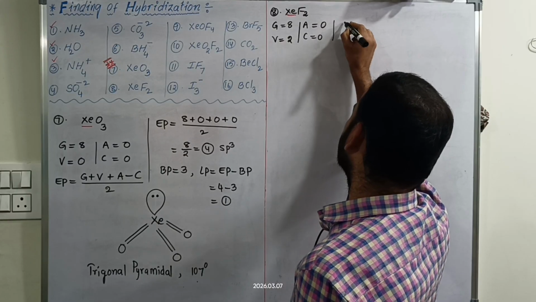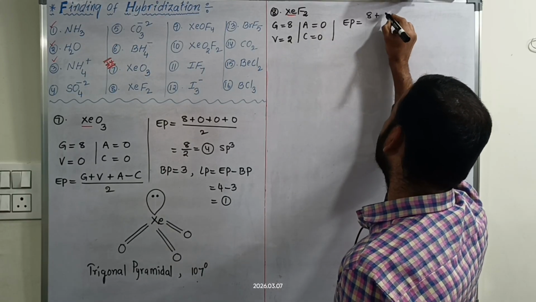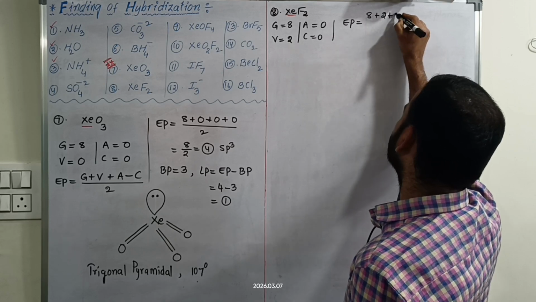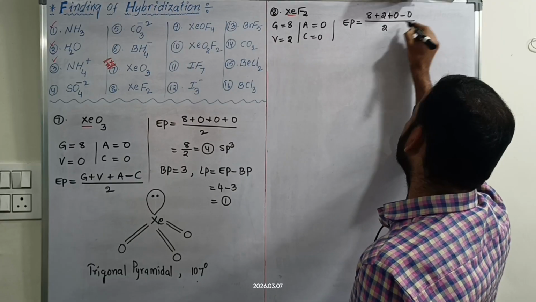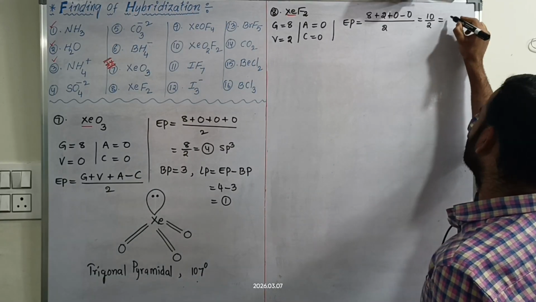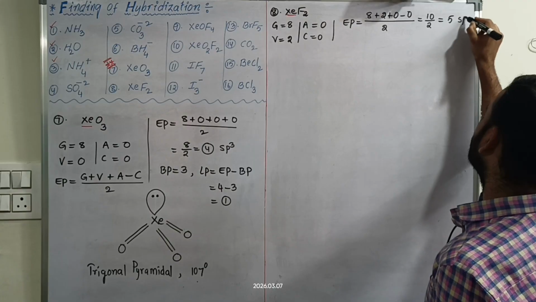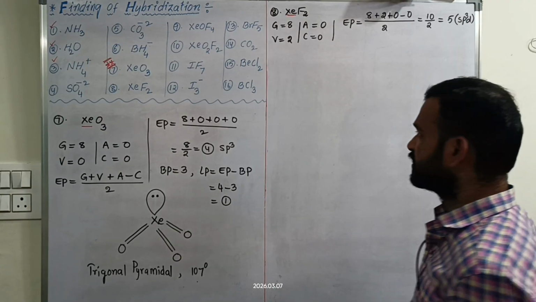Then electron pairs EP is equal to G 8 plus V 2, plus A 0 minus C 0, divided by 2. So that is 10 by 2. 10 by 2 means 5. 5 means sp3d hybridization.